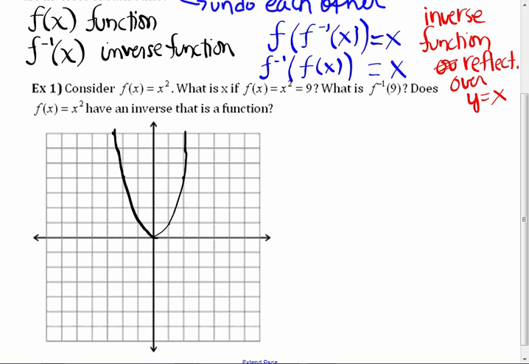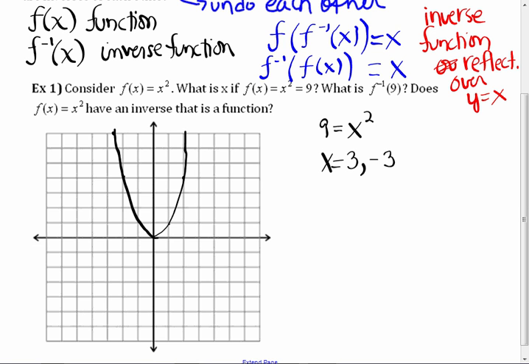Okay, so let's graph y equals x squared. So at least get somewhat reasonable. You know, the other side's exactly the same. So there's my function. And then it says, what is x if the y value is 9? Well, there's two values. 9 is equal to x squared. What's x equal to? 3 and negative 3.